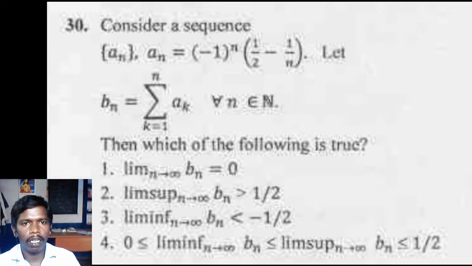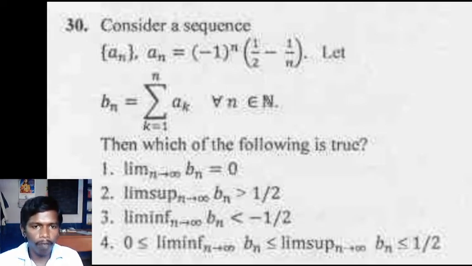Let us start our session by considering the question: a_n equals (-1)^n (1/2 - 1/n). Let b_n equal the sum of a_k, where k equals 1 to n, for all n belonging to N. Then which of the following is true? They have given four options. Definitely these four options are dealing with limit, limit infimum, and limit supremum.